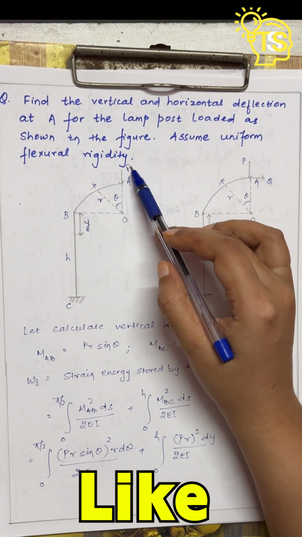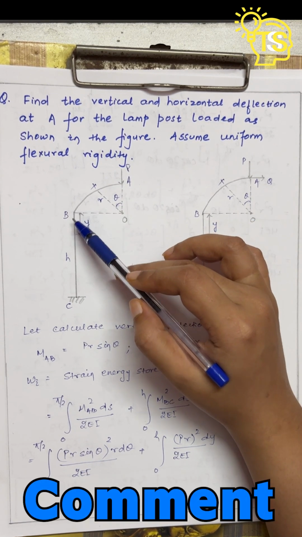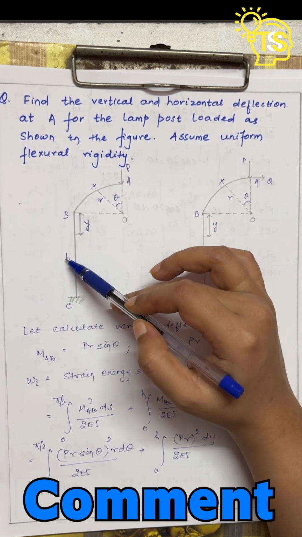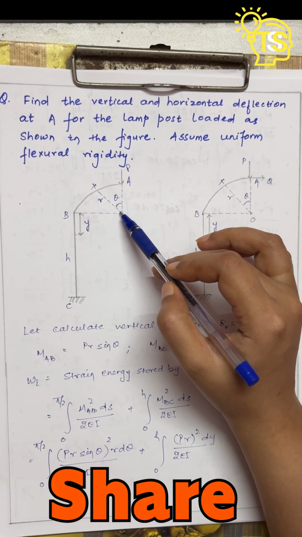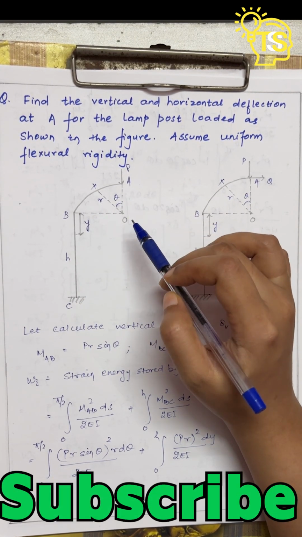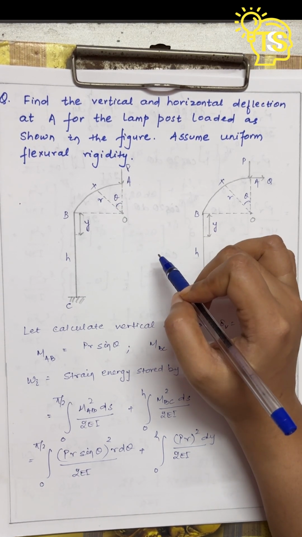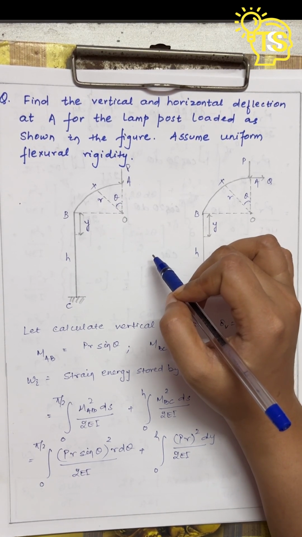Here there is a point load P acting at point A. From A to B there is a curve, and from B to C there is a straight line whose length is h. Here the radius is r, and the angle between this radius r and line AO is theta. Now let's solve. First let's calculate the vertical deflection.